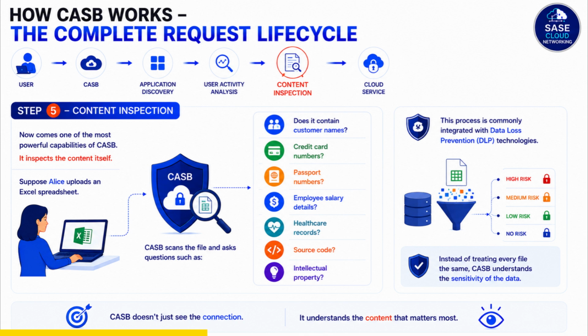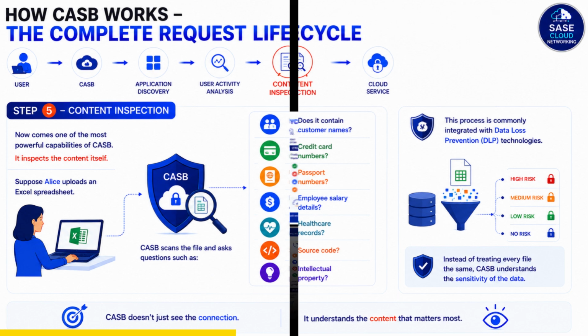Step 5. Content inspection. Now comes one of the most powerful capabilities of CASB. It inspects the content itself. Suppose Alice uploads an Excel spreadsheet. CASB scans the file and asks questions such as, does it contain customer names, credit card numbers, passport numbers, employee salary details, healthcare records, source code, intellectual property? This process is commonly integrated with data loss prevention, DLP, technologies. Instead of treating every file the same, CASB understands the sensitivity of the data.